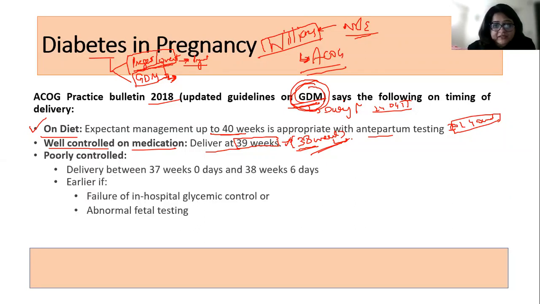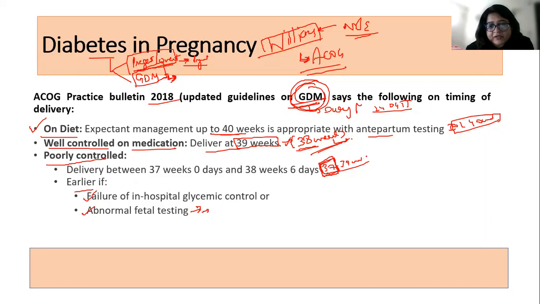The third category is poorly controlled. If she is a poorly controlled diabetic, you will deliver her between 37 to 39 weeks, depending on other factors like the fetal status. A safe answer would be 37 weeks. Please remember, if she's uncontrolled, like the last question we discussed, terminate at 37 weeks or earlier if there is failure of in-hospital glycemic control, or if there's some problem in the fetus, like IUGR or macrosomia. We may decide to terminate earlier.